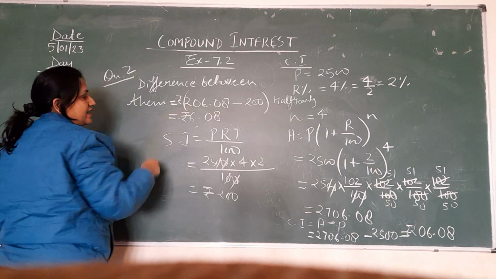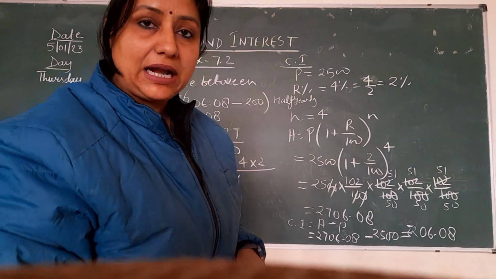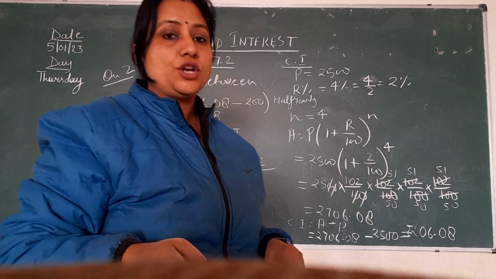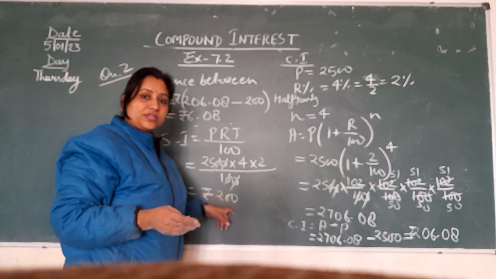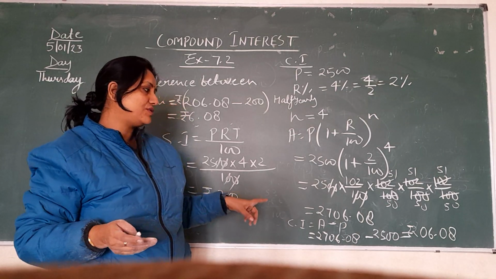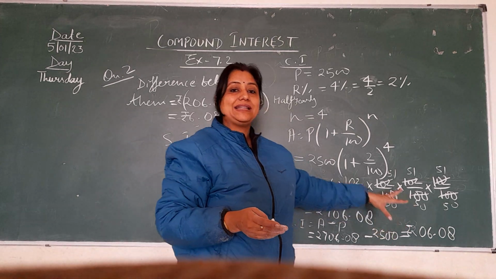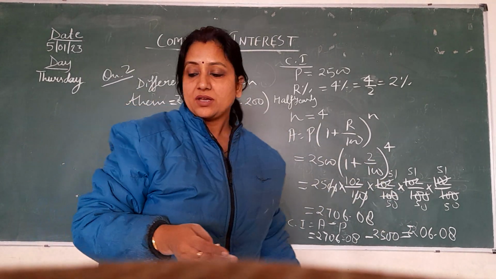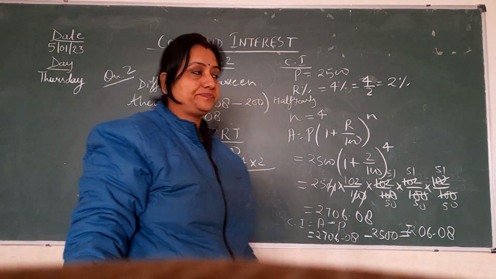It means if you borrow 2500 from any bank for 2 years and you give 4% per annum as interest, then after 2 years as compound interest you will give 206.08, and their difference is 6.08. Okay, now I am going to explain question number 3.